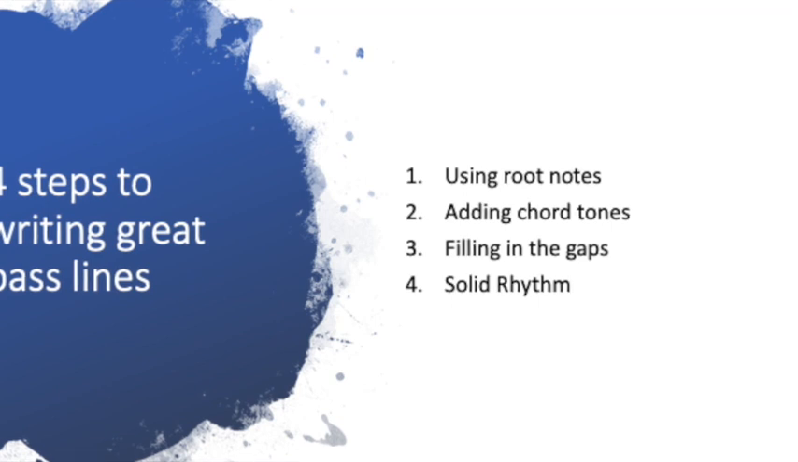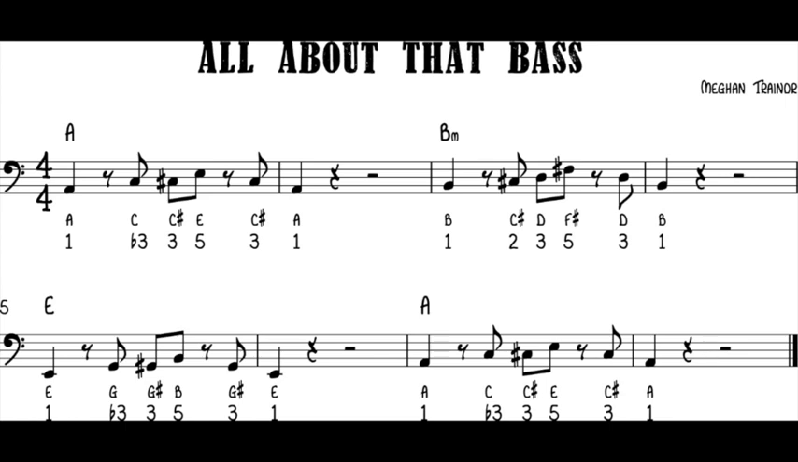Okay, so time to start looking at some actual bass lines then. Number one is going to be All About That Bass by Meghan Trainor. I thought this was going to be a good place to start, mainly because of the title, but anyway, let's have a look. We've got three different chords. We're starting in A, moving on to B minor, moving on to an E chord, and then finishing back on A. So three different chords, in an eight bar section.